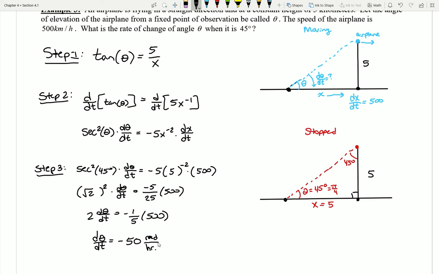Now you might be thinking here, wait a minute, why is this negative? How does that make any sense? How could the speed of my angle be negative? And really what the negative here corresponds to is that my angle is decreasing, right? It's getting smaller. So my angle is shrinking at a speed of 50 radians per hour.